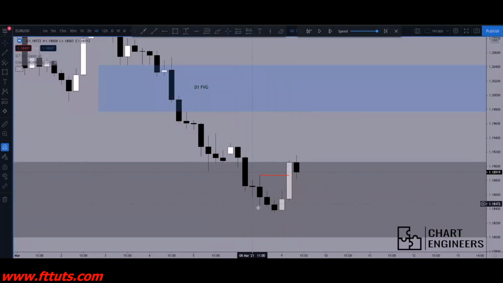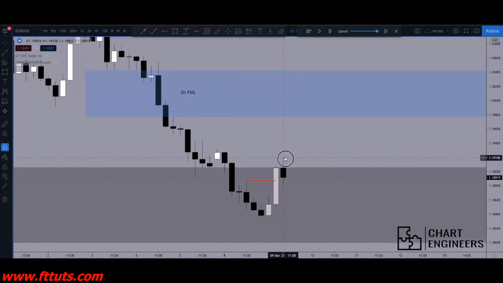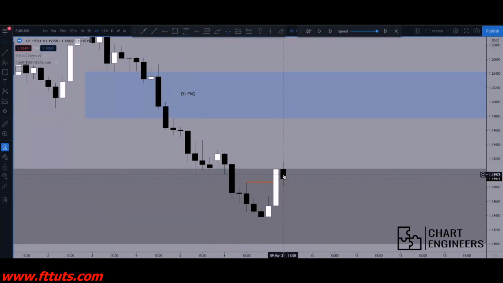So we are inside daily support in the form of a daily rate candle. Price is pushing up and now breaking H4 market structure. So at this point, we can expect some more upside to happen in the next couple of days, with the daily FVG above as a potential draw on price.